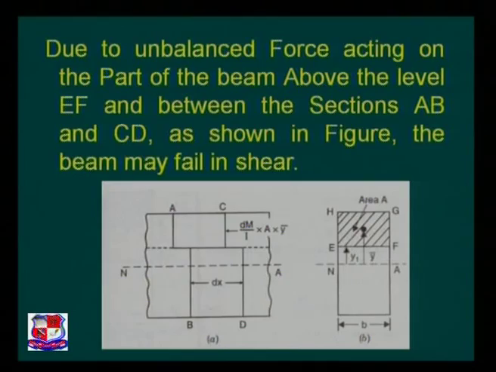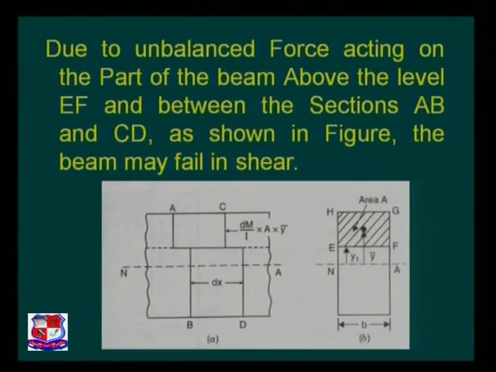Due to the unbalanced force acting on the part of the beam above the level EF and between the sections AB and CD, the beam may fail in shear. Clearly visualize that my beam will fail in shear because of this net unbalanced force, that is dm by I into A into y bar. This is the total unbalanced force which is acting between these two sections. My beam will fail at the layer of EF.